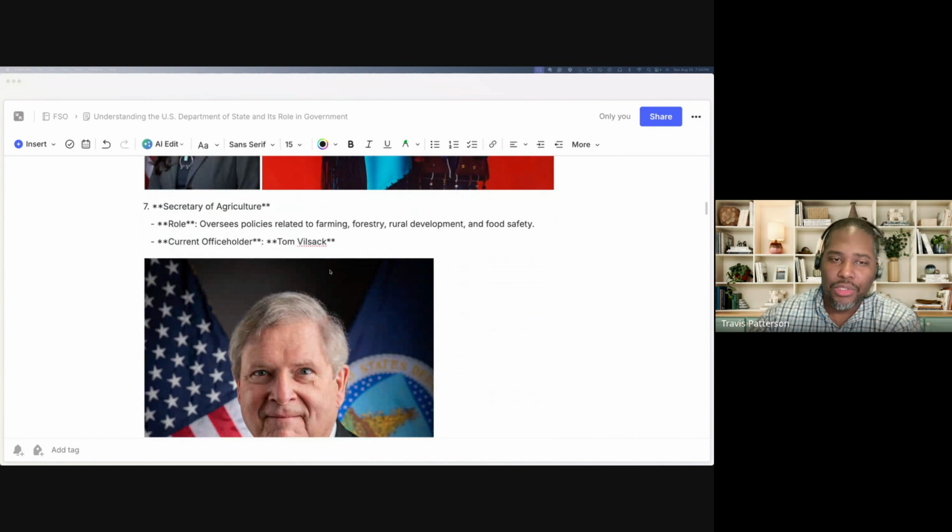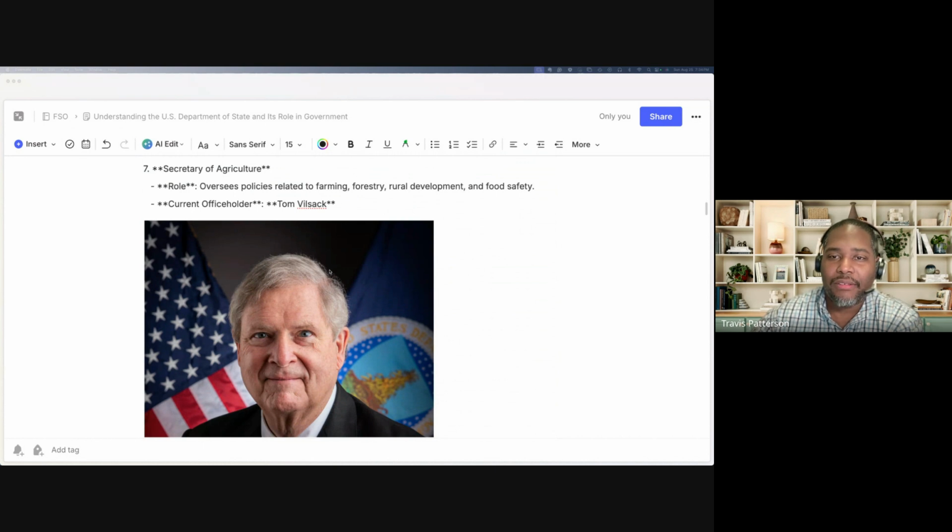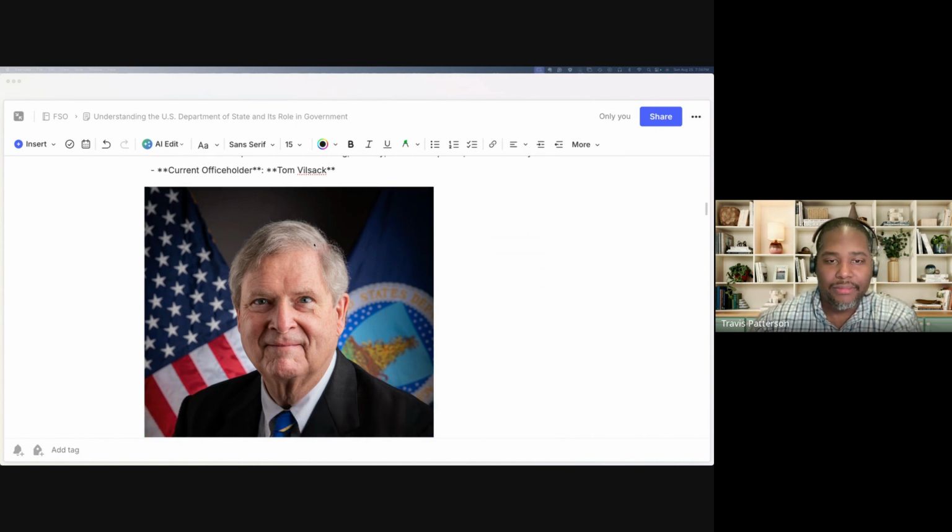Secretary of Agriculture oversees the policies related to farming, forestry, rural development, food and safety. Sounds like something familiar, doesn't it? Not FAA, the FDA. Okay, Tom Vilsack.